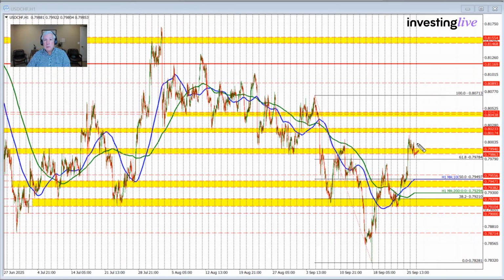Sellers in the dollar Swiss are trying to take back more control. One of the levels that they've gotten through is this swing area right through here between 0.7986 and 0.7994. This level was defined by a number of different swing highs and lows going back in time. I outlined those levels with all these arrows here.